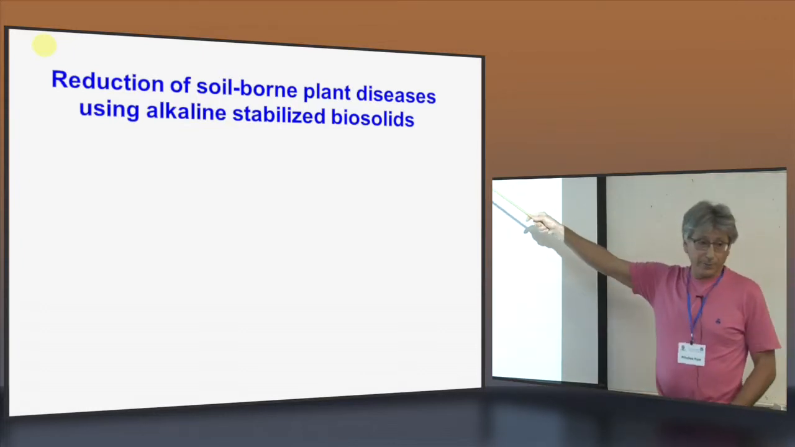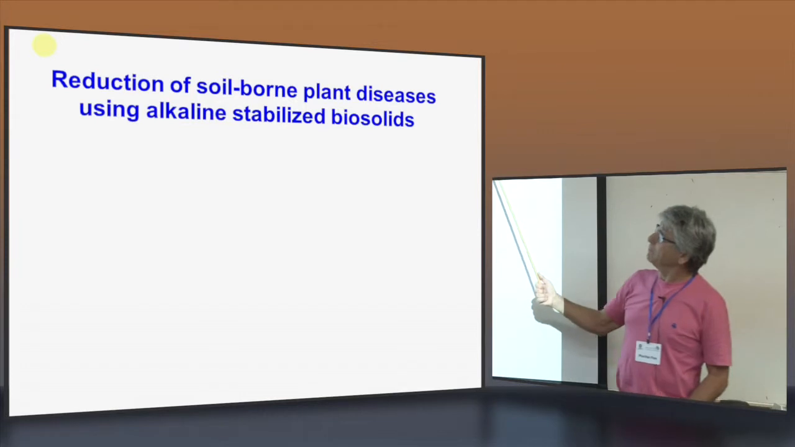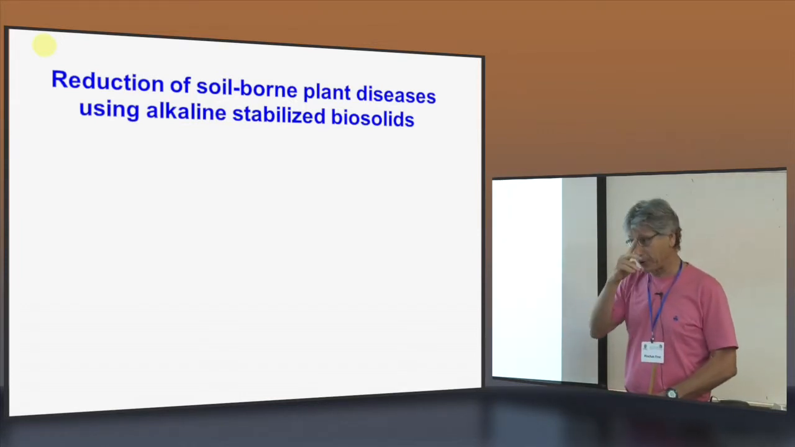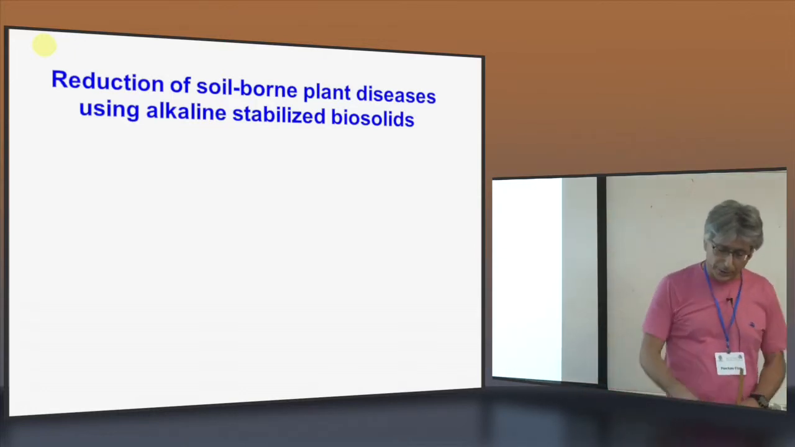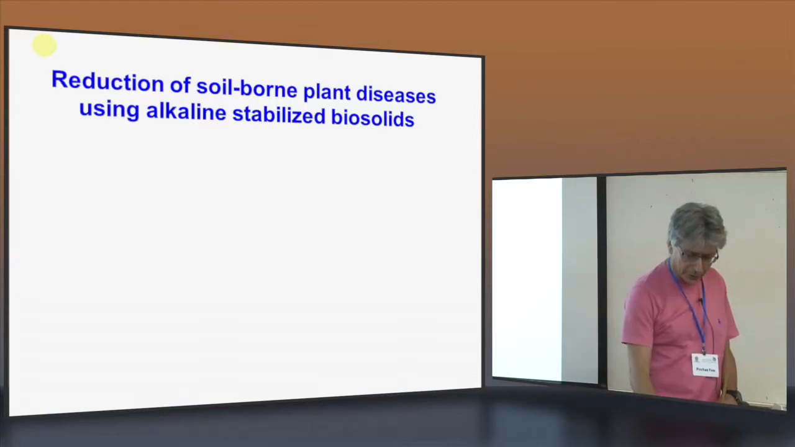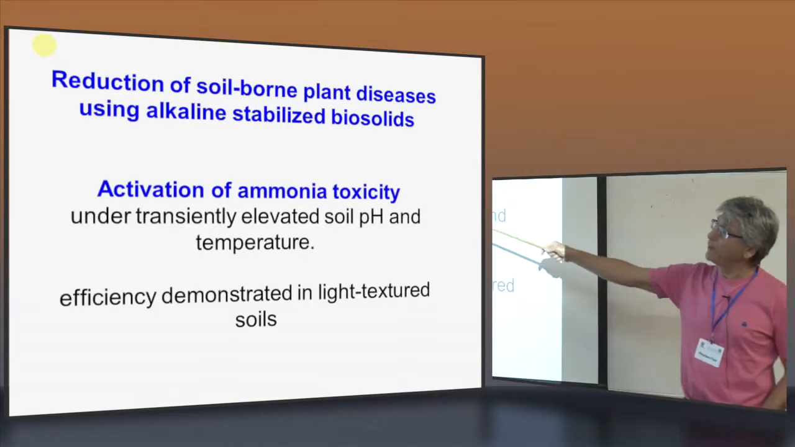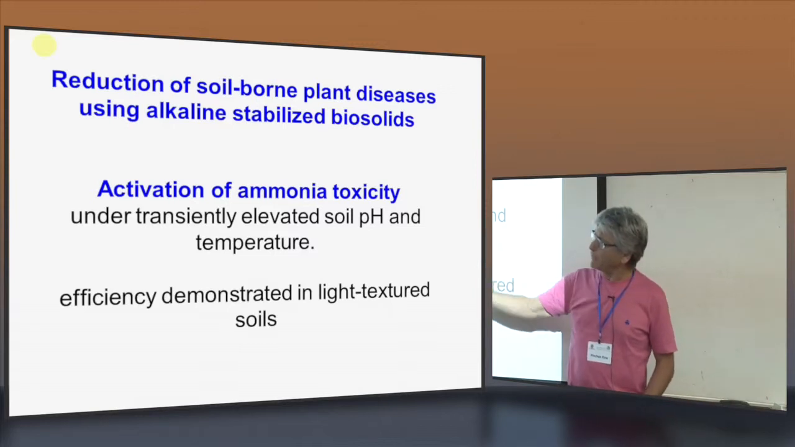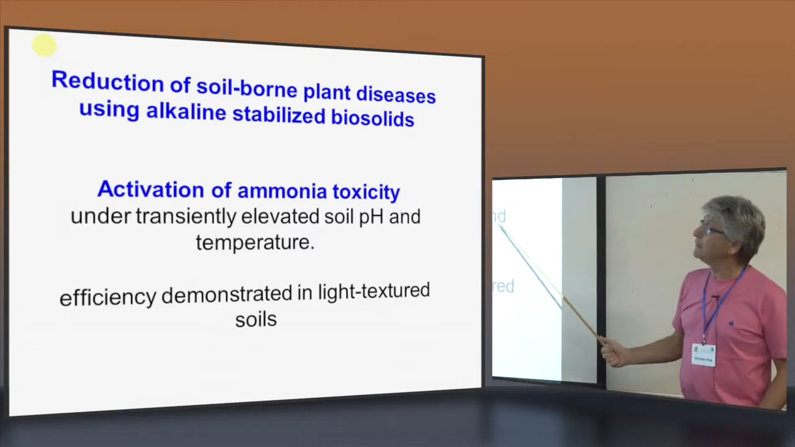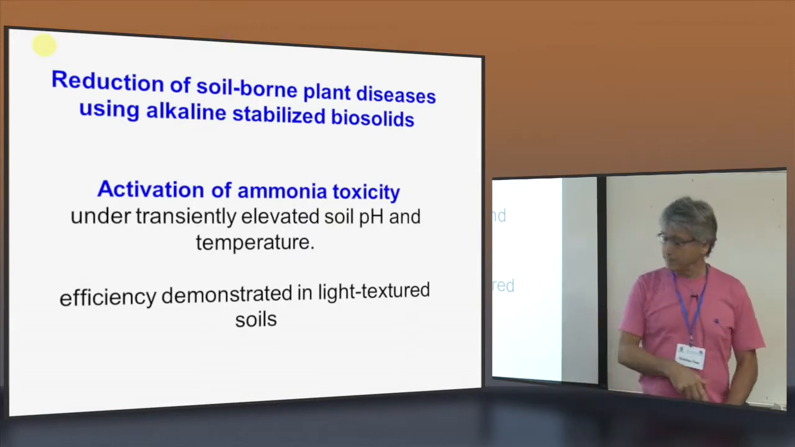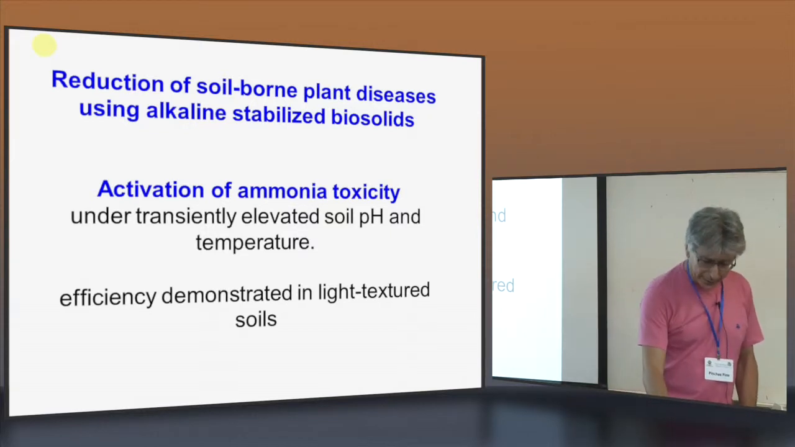This is a very important issue that Bob, Professor Reiner, has indicated. Ammonia reduces pathogens in the sludge itself, but it can also reduce pathogens in the soil. But we have to activate it, because when we put ammonia in soil, it usually becomes ammonium. So Enviro is used for activation of ammonia toxicity by elevating soil pH. And we also elevate soil temperature, and I'll show you why. And it's efficient in light texture soils where there is not much fixation of gaseous ammonia.